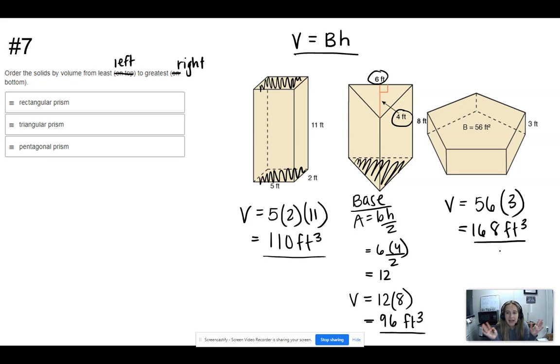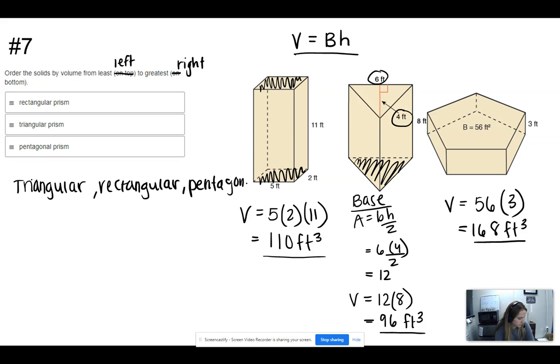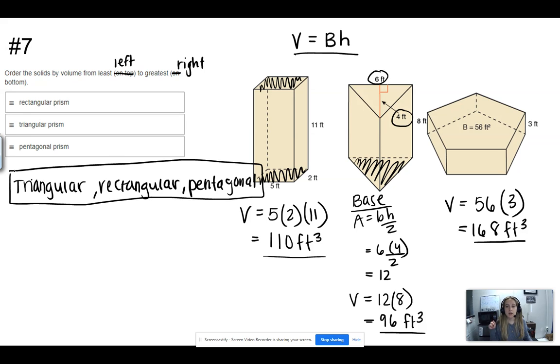Okay, so now I have all the volumes. It says order the solids by volume from least to greatest, from left to right. So it wants the least first. That's going to give you the triangular prism first, then the rectangular, then the pentagonal. So that should be your answer: triangular first, then rectangular, then pentagonal. All right, make sure you have that down, and let's go to the next one.